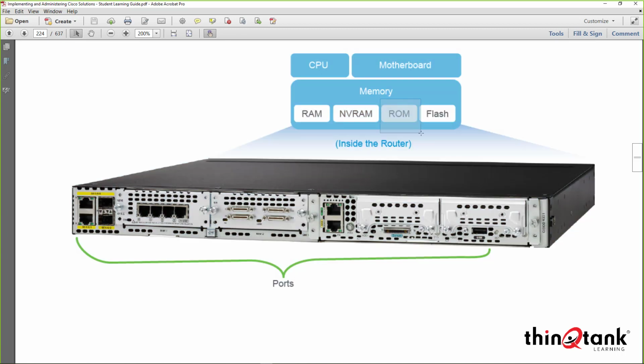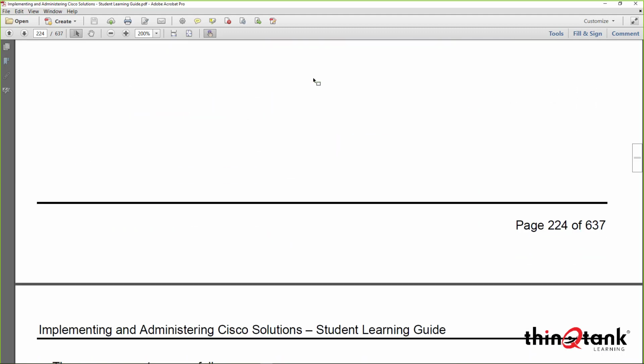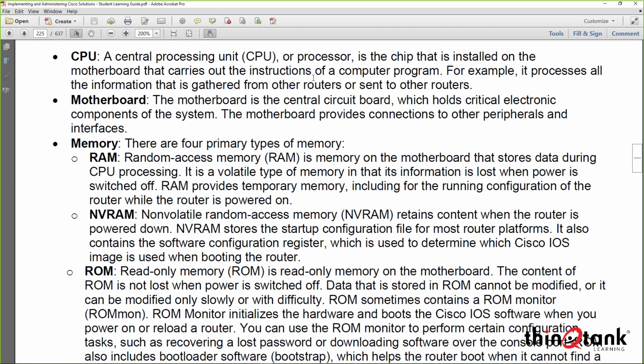We have our boot ROM, which is like our boot flash. And then we have our regular flash, which is basically like our hard drive for the device. That's where our IOS is stored, and other files that are necessary for that router to function are stored there as well. Okay? So the CPU is certainly the main processing unit, if you will.